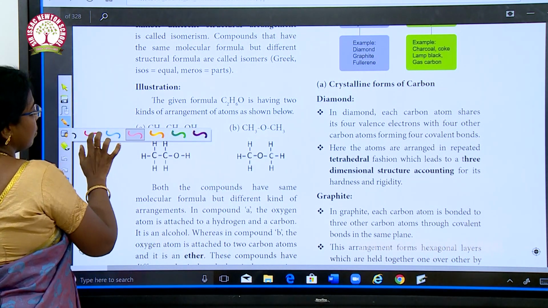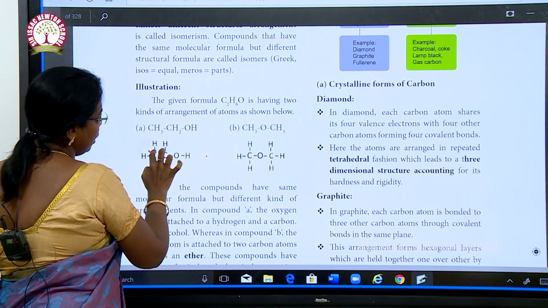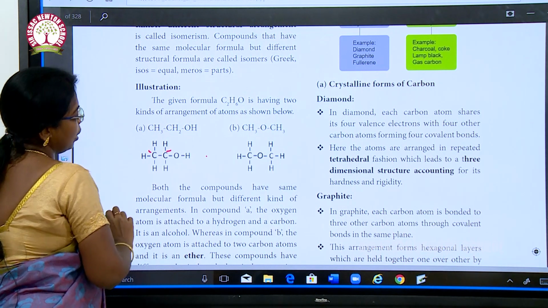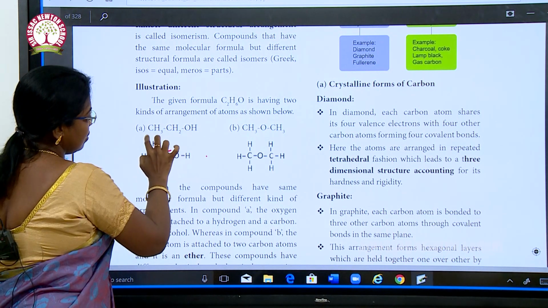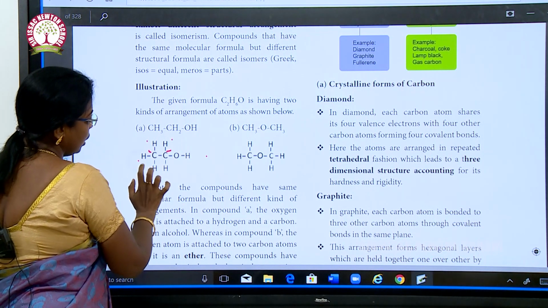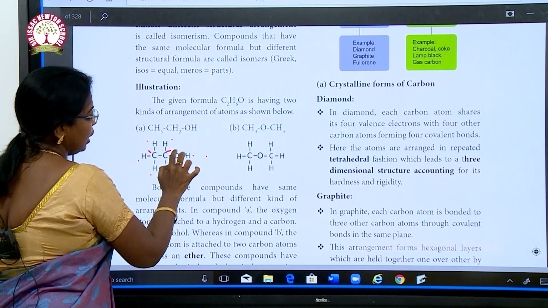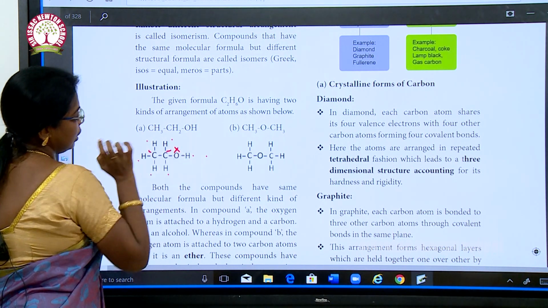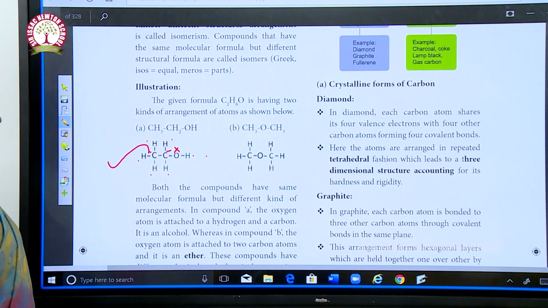First way: see here, there are 2 carbons. How many hydrogens are there? 1, 2, 3, 4, 5, 6 hydrogens are there. How many oxygens are there? Only one oxygen is there. So this structural arrangement is correct for C2H6O.